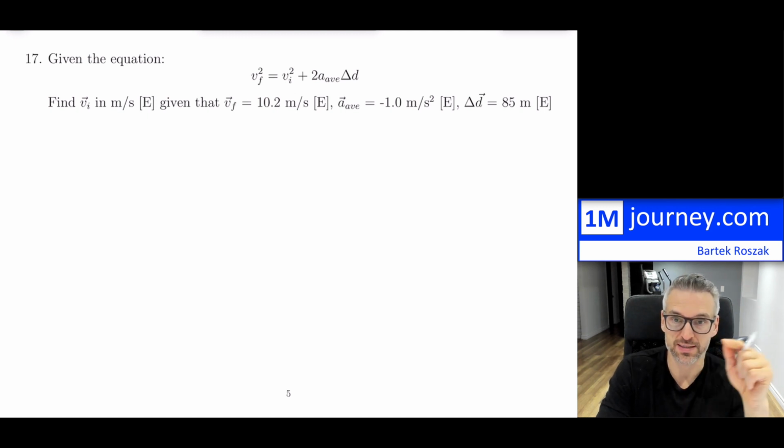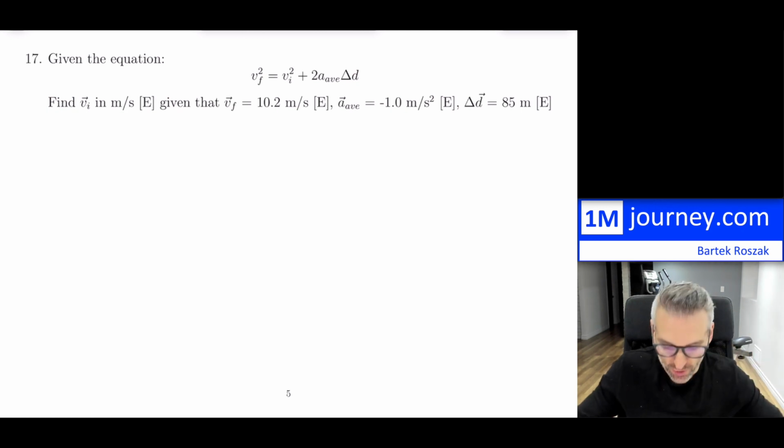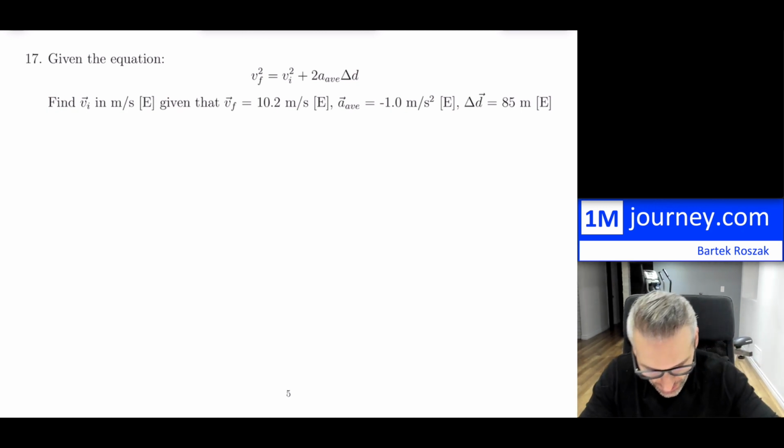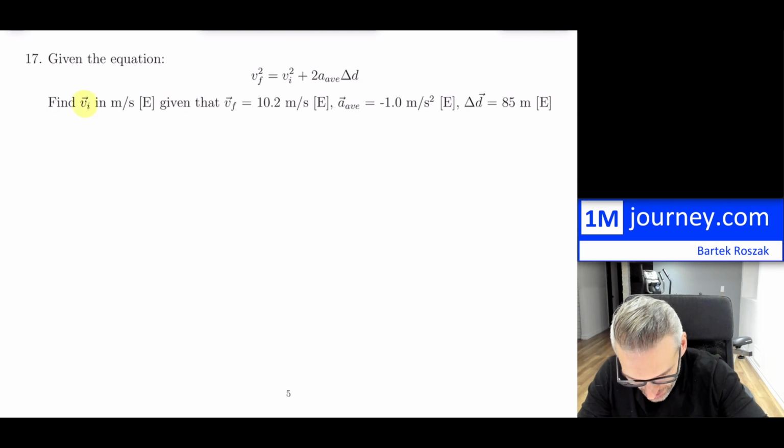So when you're utilizing this particular equation, just make sure that all of the directions are the same. And then you can substitute just the magnitudes within it. So let's dive in and try to see. They're asking us for the initial speed here, in meters per second, and they want it east.